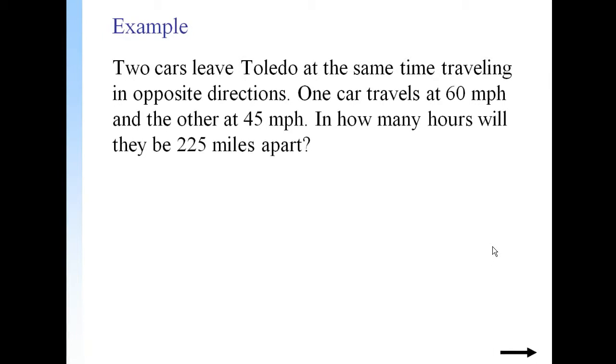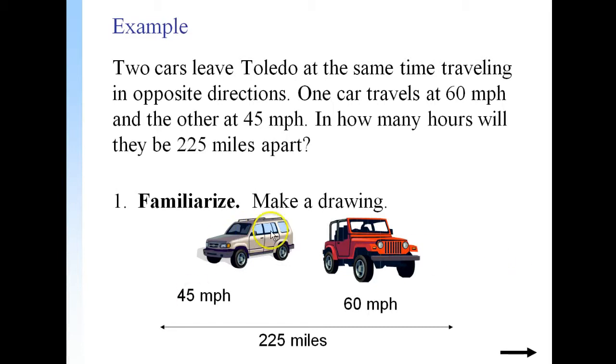Okay, two cars leave Toledo at the same time traveling in opposite directions. One car travels at 60 miles per hour and the other at 45 miles per hour. In how many hours will they be this far apart? Well, let's use what the book has too. I think that's good. Make a drawing. Now there's the distance they're going to be apart. One's going this way at 45, one's going this way at 60.